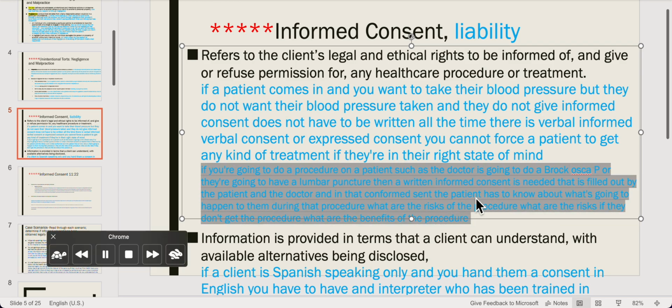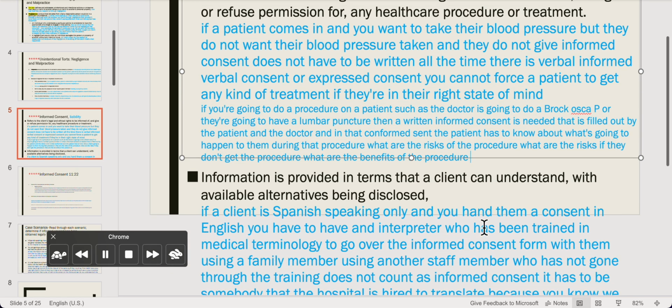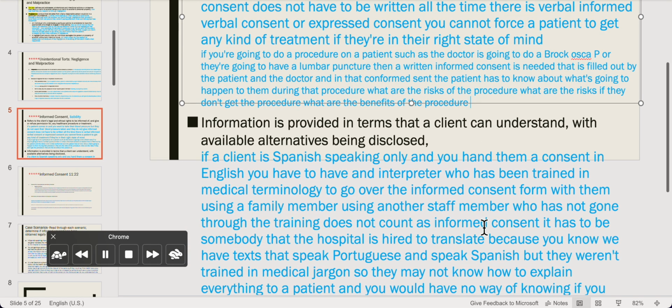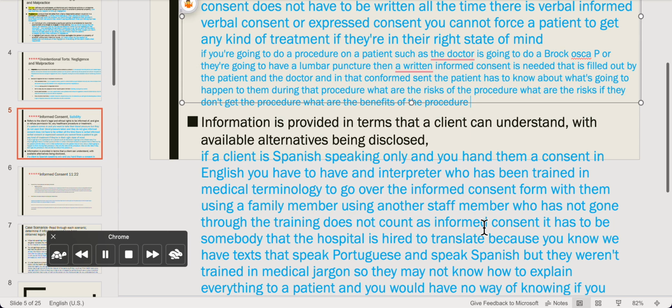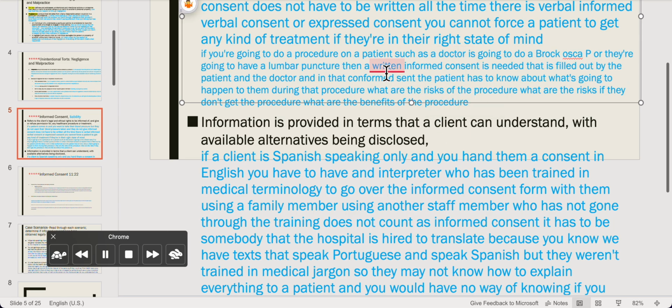If you're going to do a procedure on a patient, such as the doctor is going to do a bronchoscopy or they're going to have a lumbar puncture, then a written informed consent is needed that is filled out by the patient and the doctor, and in that informed consent, the patient has to know about what's going to happen to them during that procedure.